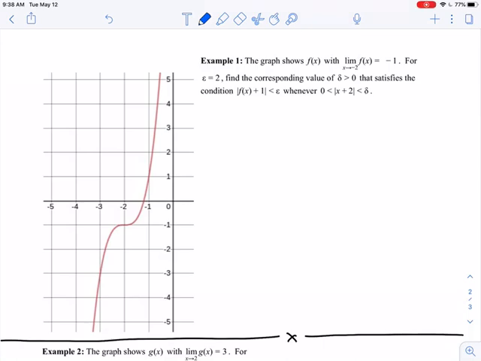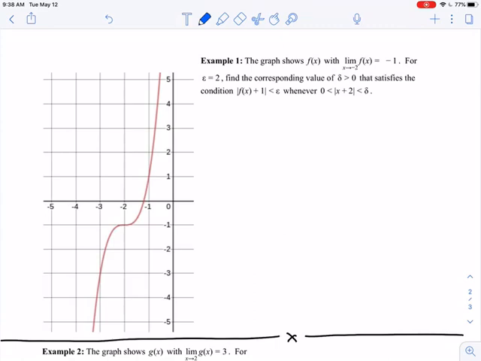Let's take a look at a couple of concrete examples where we have to use this precise definition of limits. So here in example 1, we've got a graph that shows f of x with limit as x approaches negative 2 of f of x equals negative 1. So here I'm telling you what the limit is.